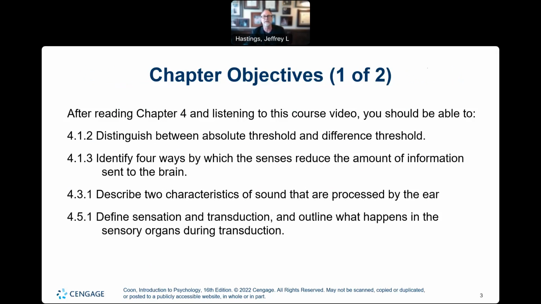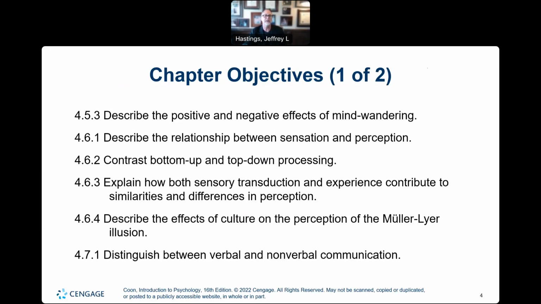In this hour-long video or so, we're going to talk about chapter 4: distinguishing between absolute thresholds and difference thresholds. We're going to discuss different ways that our brain senses data, how we can reduce the amount of information sent to our brain, describe characteristics and how sound is processed in our ear, and define sensation and transduction, what happens with our sensory organs during transduction. We're going to describe both positive and negative effects of mind wandering. You'll find that over 50% of our time, if you're like most people, your mind wanders off. And describe the relationship between sensation, perception, bottom-up and top-down processing, and sensory transduction. That's how our brain processes information through our senses, interprets that data, and also cultural effects. And of course, at the end, we'll finish with verbal and nonverbal communication.